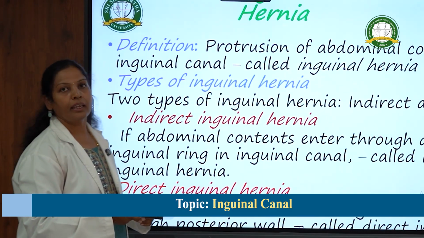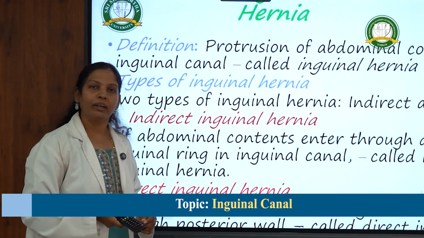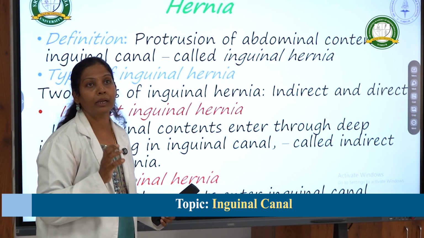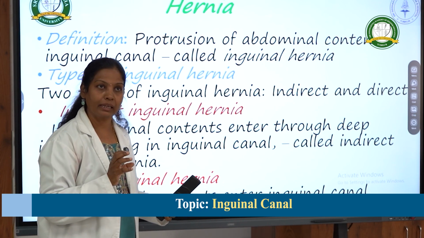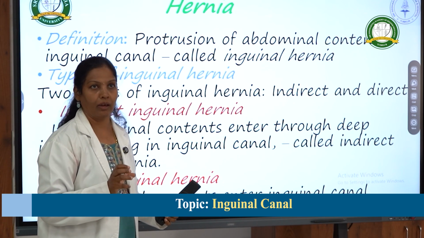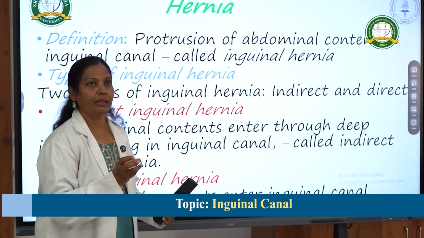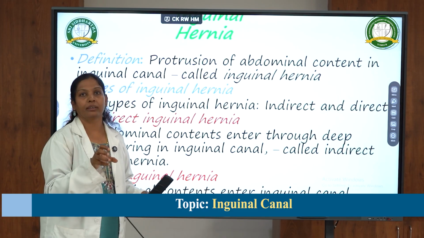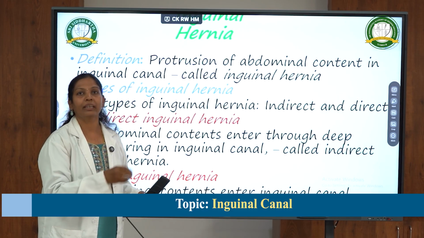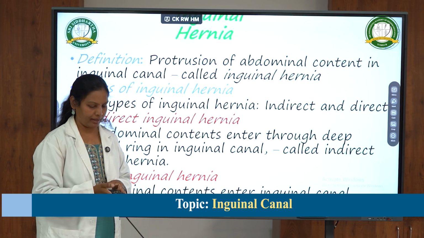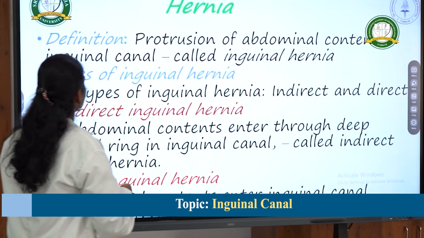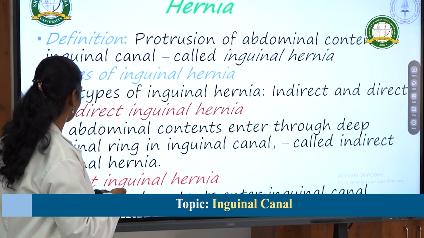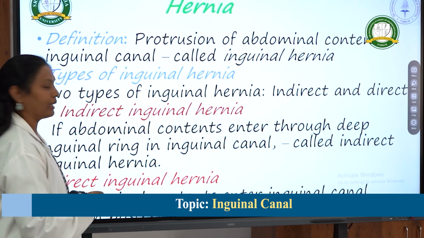So next is inguinal hernia. What is an inguinal hernia? It is the abnormal protrusion of abdominal contents into the inguinal canal. It may be peritoneum, a small loop of intestine or mesentery that protrudes into the inguinal canal. That is called an inguinal hernia. There are two types of inguinal hernias: the indirect inguinal hernia and the direct inguinal hernia.